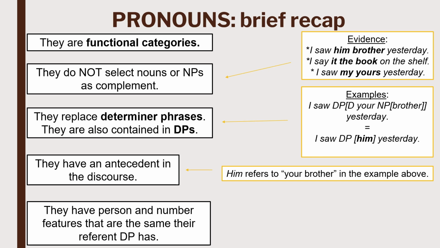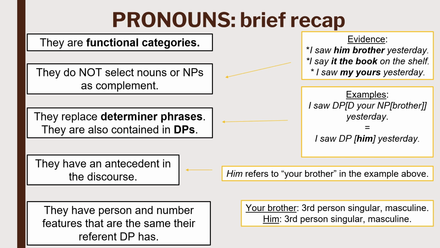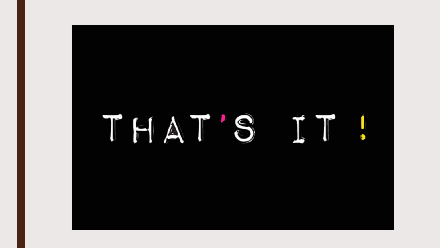And as we can also see, they have person and number features that are the same their referent DP has. So in this context, the DP your brother has third person singular masculine features, and him matches those features. And that's it.